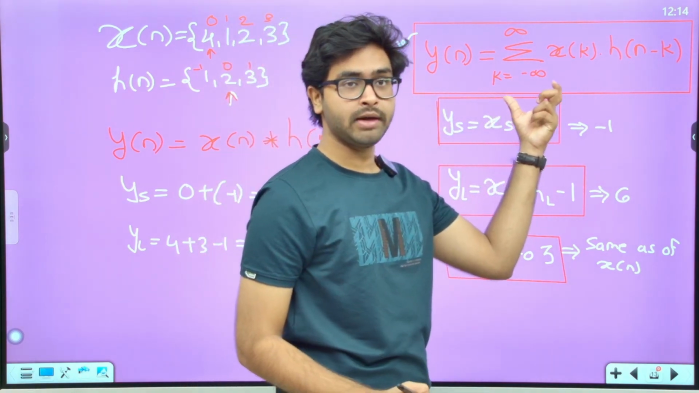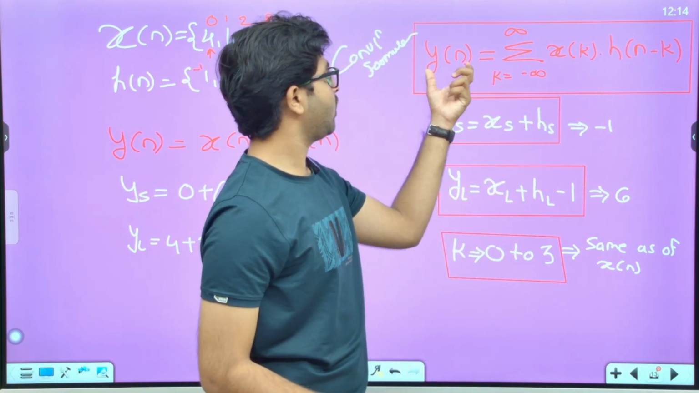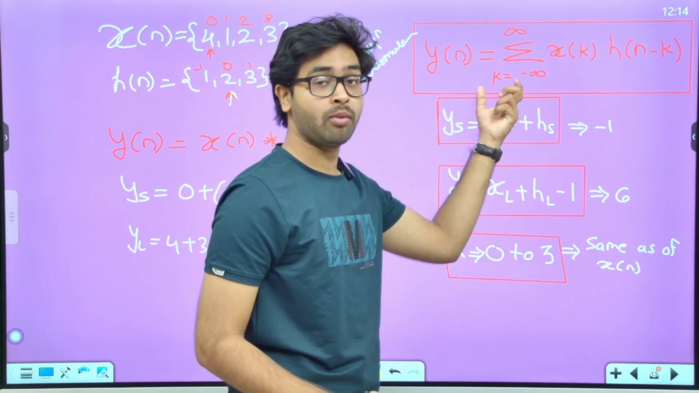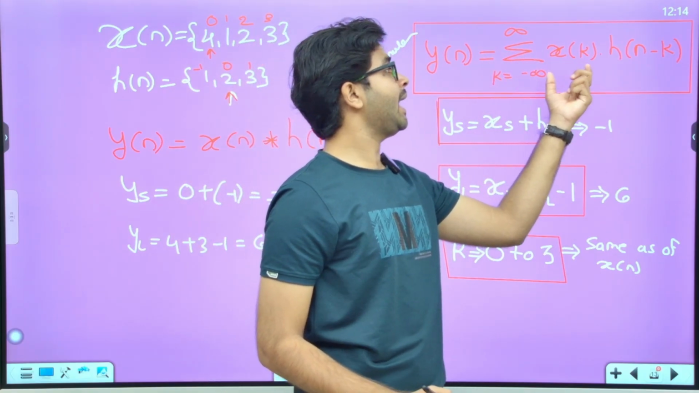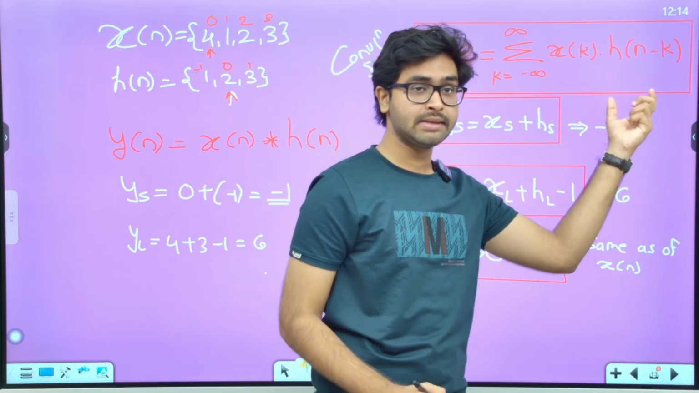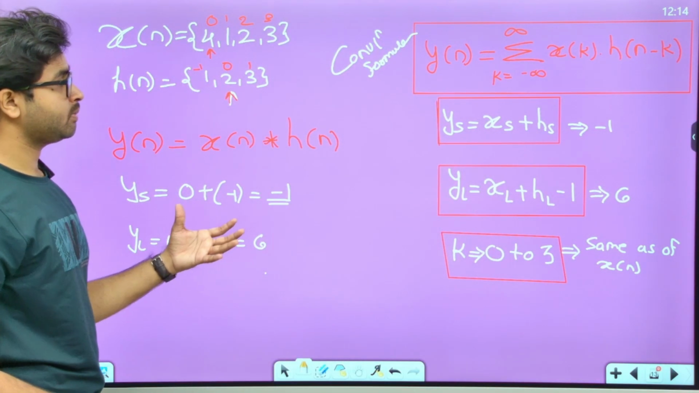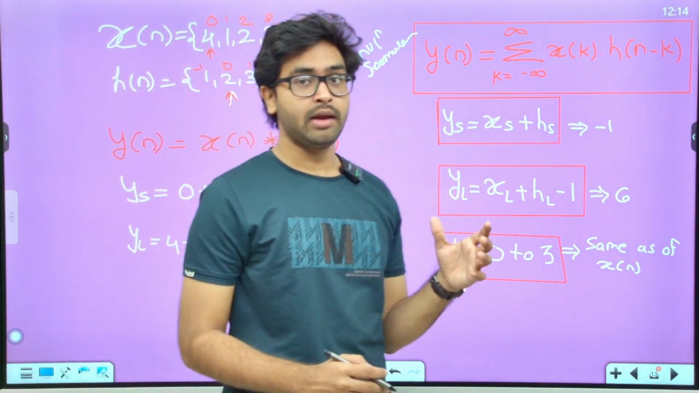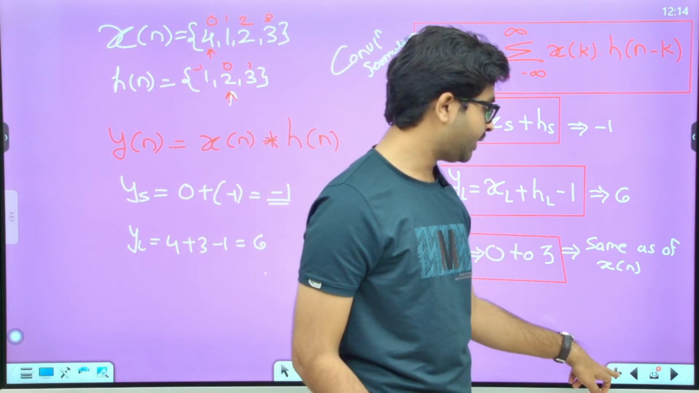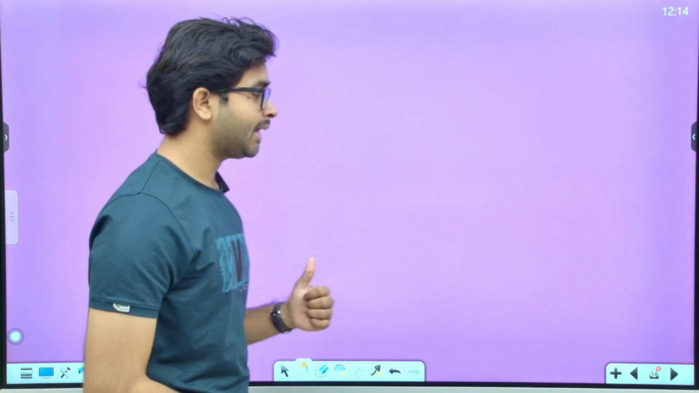We need to remember it thoroughly, because y of n is equal to summation k from minus infinity to infinity x of k h of n minus k. Okay, so we have analyzed the complete example, but this is only the initial part. Now the next part is the mathematical calculation. How do we exactly calculate it?